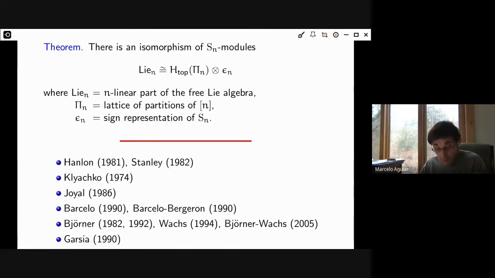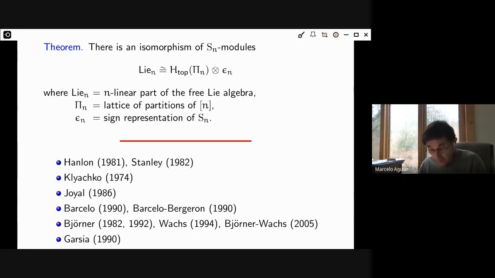In any case, what Joyal did in his work a few years later was to come up with a direct proof of this isomorphism without resorting to the separate calculations of the two characters. Joyal employed his theory of species to obtain this result.